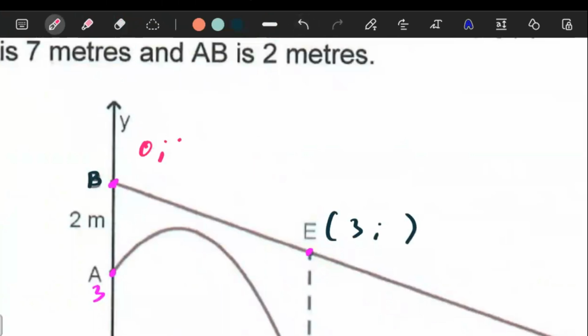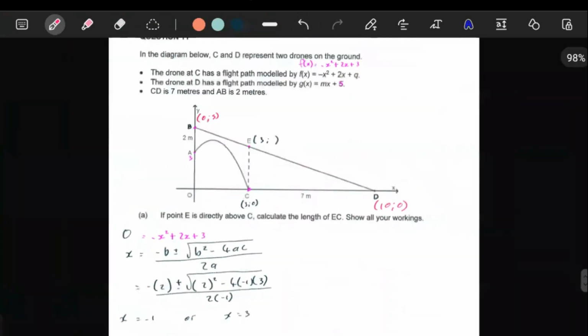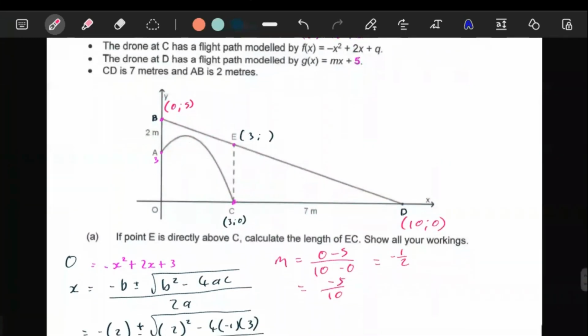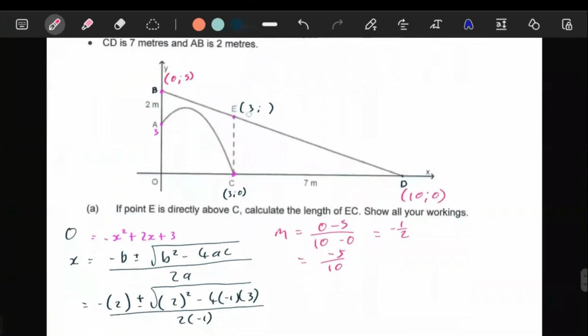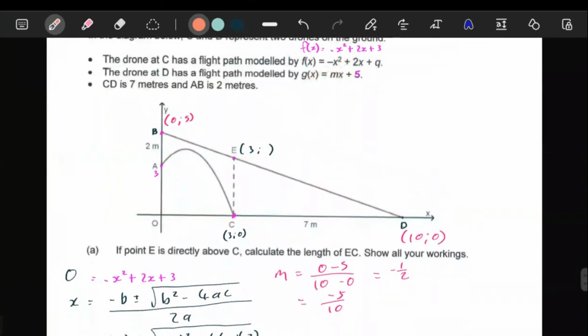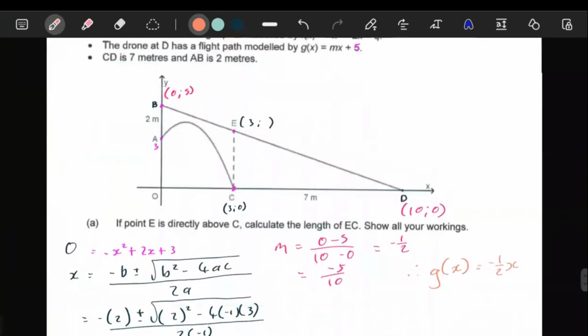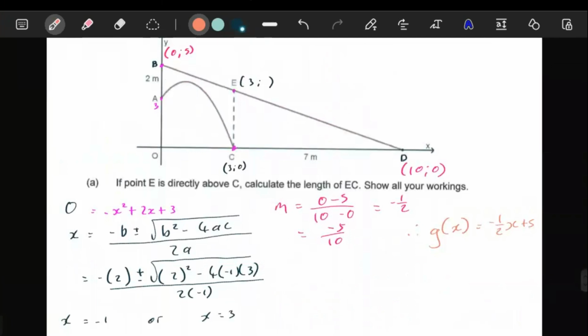So these are the coordinates we're going to use for the gradient. The gradient, which is m, we can say is 0 minus 5 over 10 minus 0. This is -1/2 as the gradient. Perfect. Now you can throw the x value of 3 into your equation of g. In the equation of g, plus 5. You want to throw in an x value of 3 so that you get the y value here.